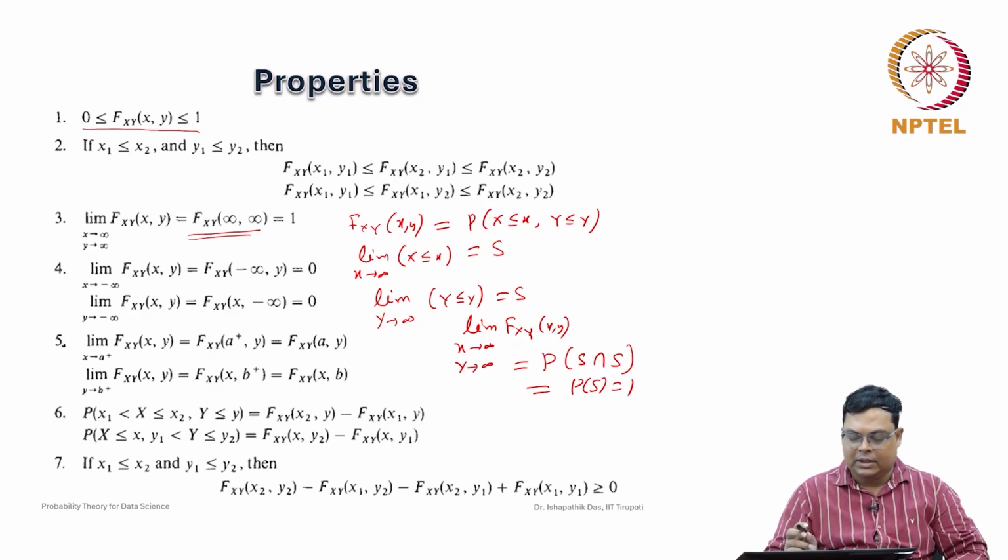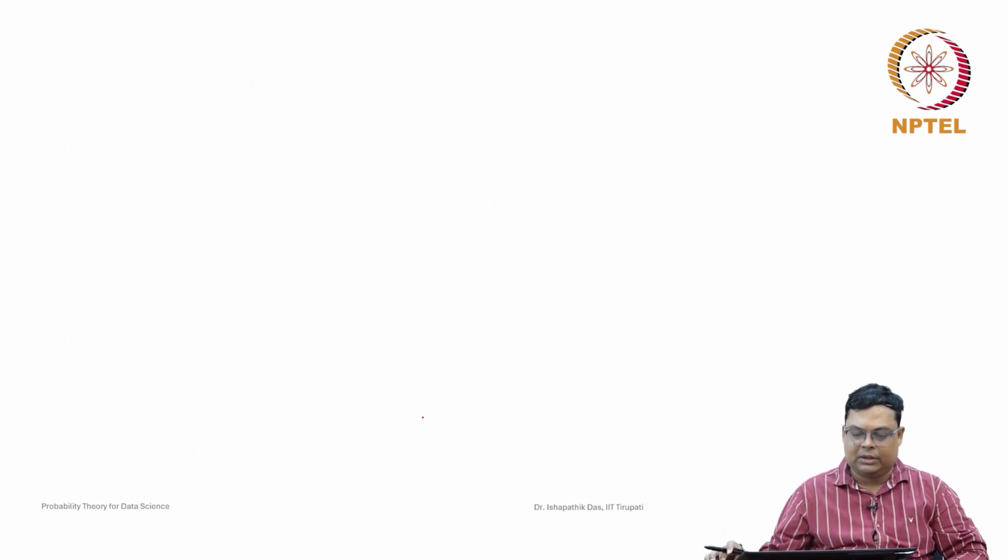Now, we will discuss some more properties. This property is also equivalent, it is just a straightforward extension of the univariate random variable. Now, the sixth property says that if you consider the probability that X is between x1 and x2 and Y is less than or equal to y, then it is nothing but F_XY(x2, y) minus F_XY(x1, y).